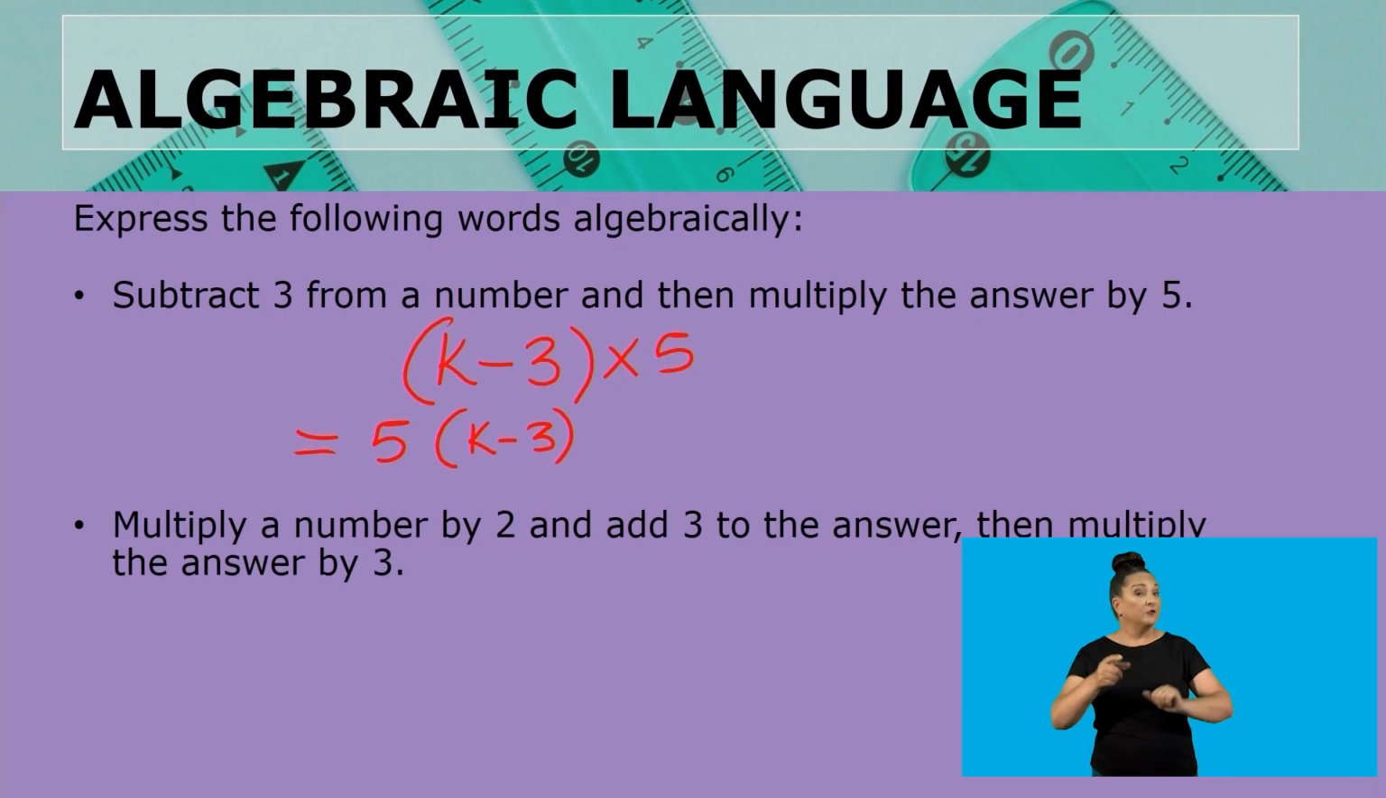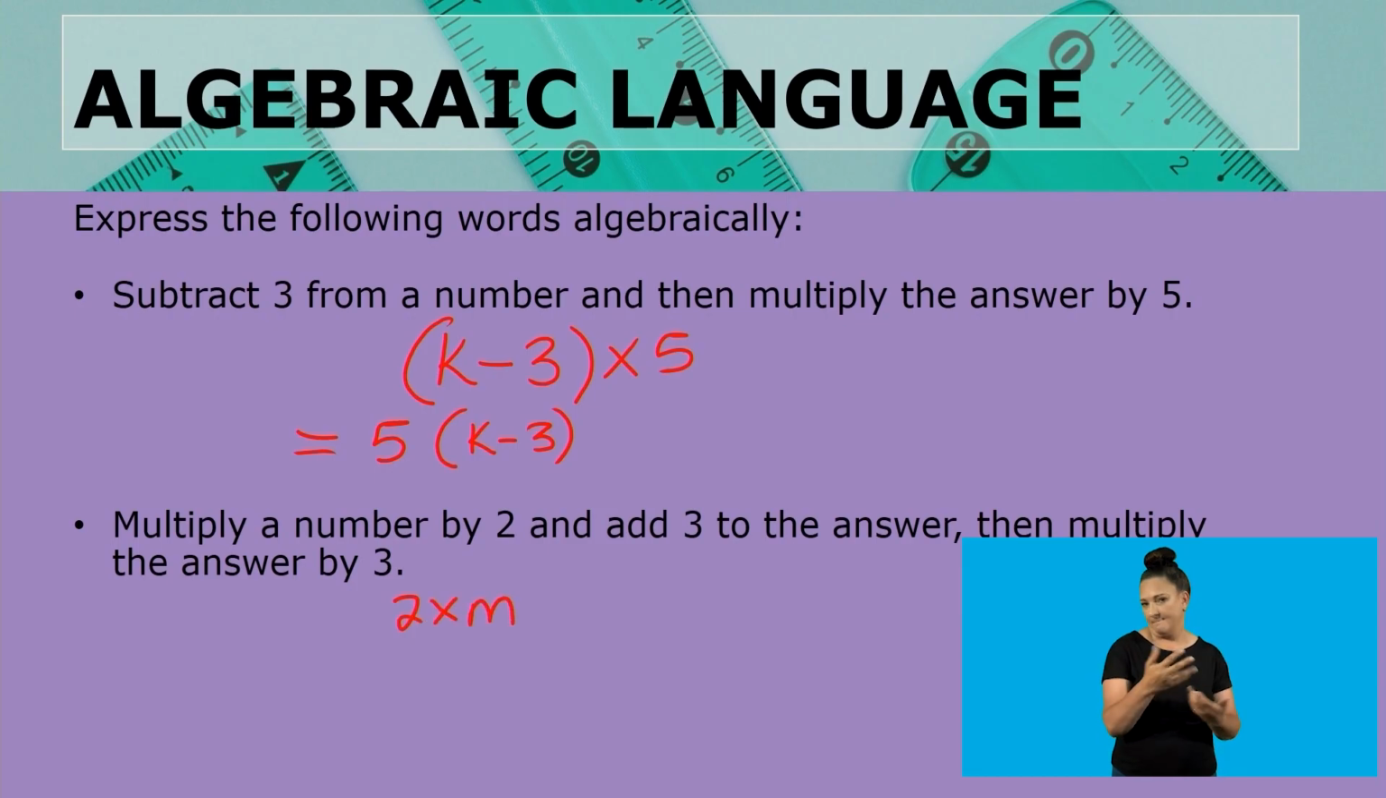Let's look at the next one. We have there, multiply a number by 2 and add 3 to the answer. Then multiply the answer by 3. So there seems to be a few things going on there, but we are going to tackle them one by one. So firstly, we're going to multiply a number by 2. Any letter that you want to use, we are going to multiply by 2. That is 2 multiplied by m. So multiply a number by 2, we've done that.